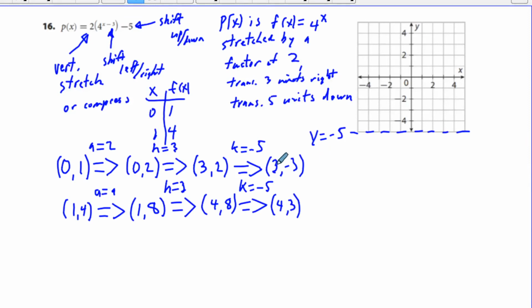And so we have our two reference points we can plot. So the first one is 3, -3. I'm going to go to red. So 3, -3 will be this point here. And then we have 4, 3. So to the right 4 and up 3. So what is the graph of this thing going to look like? Something like this.